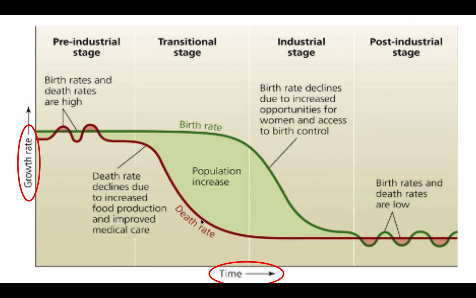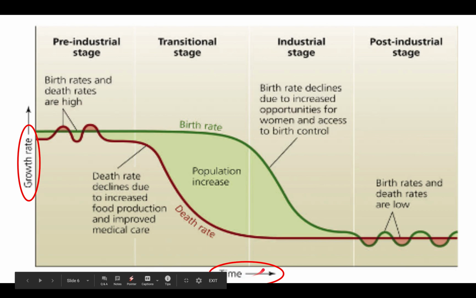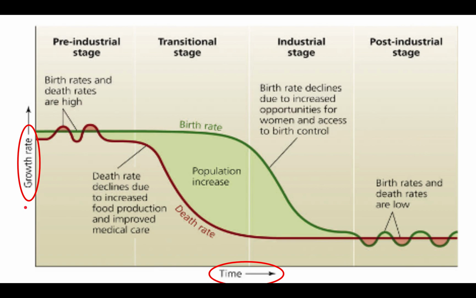So let's talk about a demographic transition graph. On our x-axis here, we have time. On the y-axis, we have our growth rates. And we talked about in class, the growth rate is basically the rate at which our population grows. You can see that there are 2 lines to be considered on a demographic transition graph. There's our death rate line in red and our birth rate line in green.